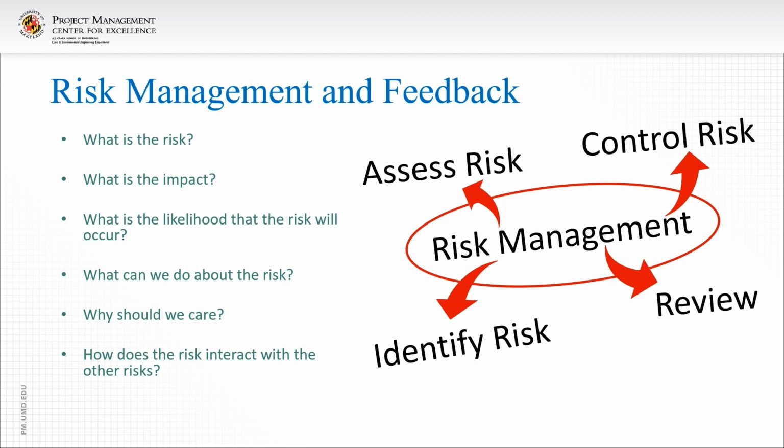And then finally, we're going to be using feedback to review our risk plans to know, okay, how do we know that the risk is occurring? How do we know that we've mitigated that risk or solved that risk? And how do we know it hasn't gotten any worse or something else hasn't popped up? So as you can see here, feedback is very important in risk management.